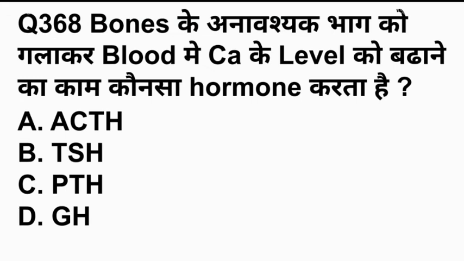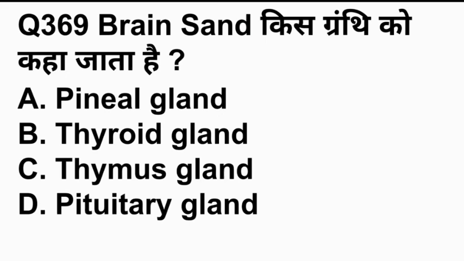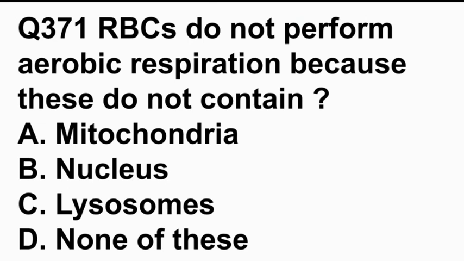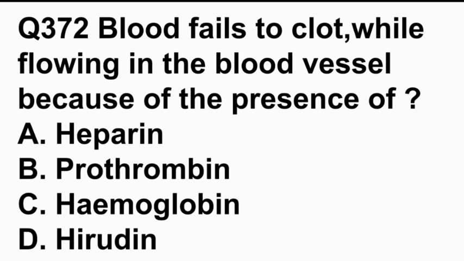Pituitary. Bones के अनावश्यक भाग को गलाकर ब्लड में कैल्शियम के लेवल को बढ़ाने का काम कौन सा हार्मोन करता है? C. PTH. ब्रेन सैंड किस ग्रंथि को कहा जाता है? A. Pineal gland. Which of the following are warm-blooded? A. Whales. RBCs do not perform aerobic respiration because these do not contain A. Mitochondria.